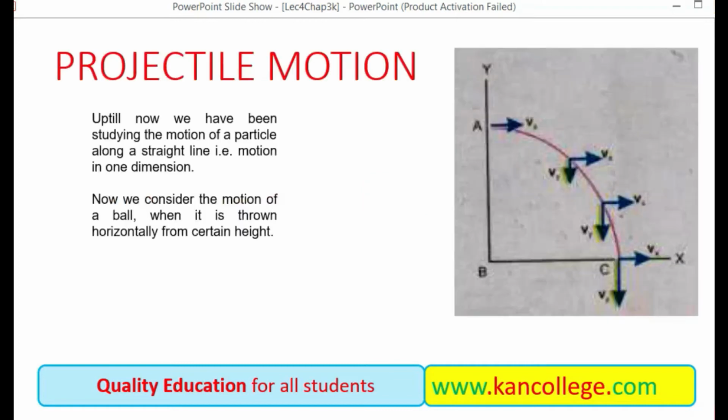Projectile motion. Up till now, we have been studying the motion of a particle along a straight line, that is, motion in one dimension. Now we consider the motion of a ball when it is thrown horizontally from a certain height, as shown in the figure. This motion, which is in the air and makes some angle with the x-axis, is known as projectile motion, or motion in two dimensions.